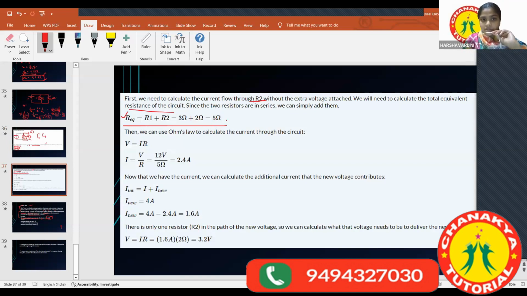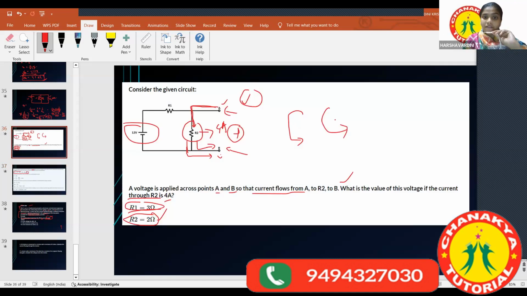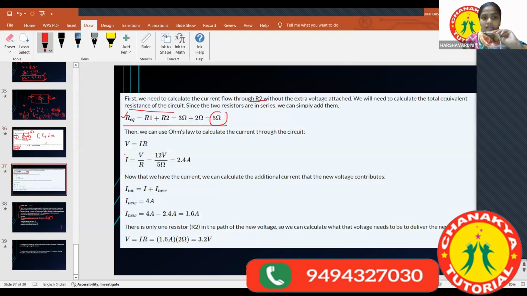With the help of this resistance, and we already have V equal to 12, and we found R is nothing but 5 ohms. So we know what R and V are, and now we can easily find I, right? What is this I? This I is the old current.